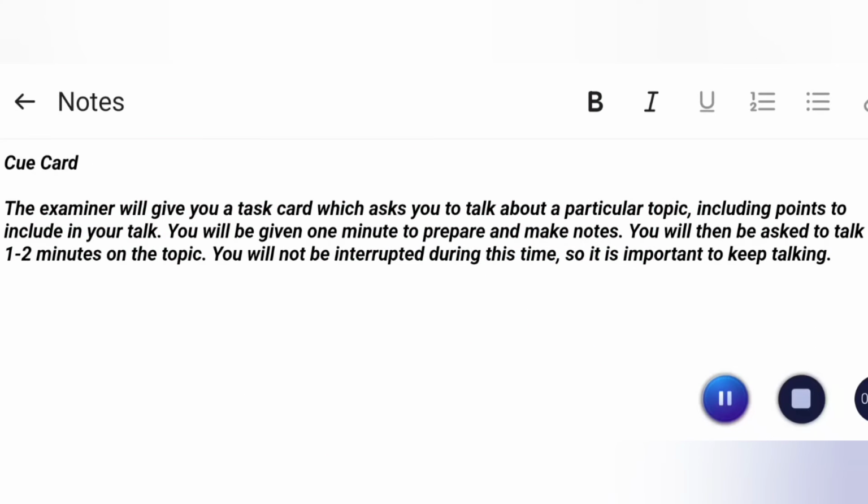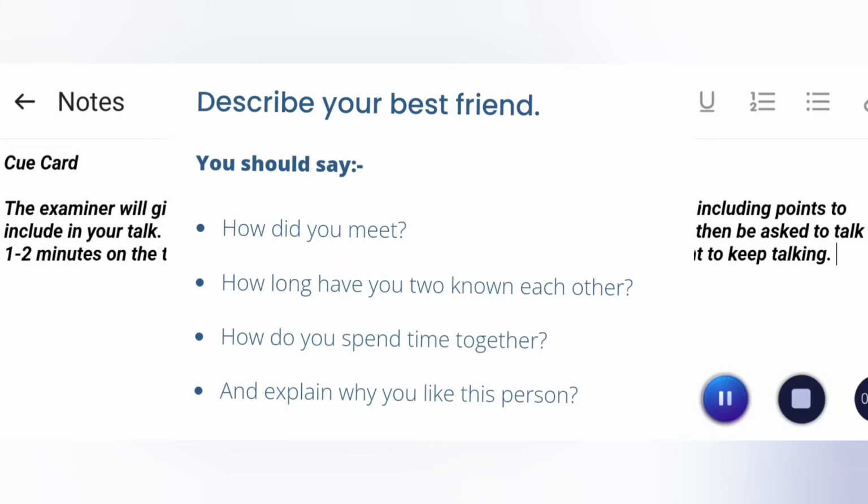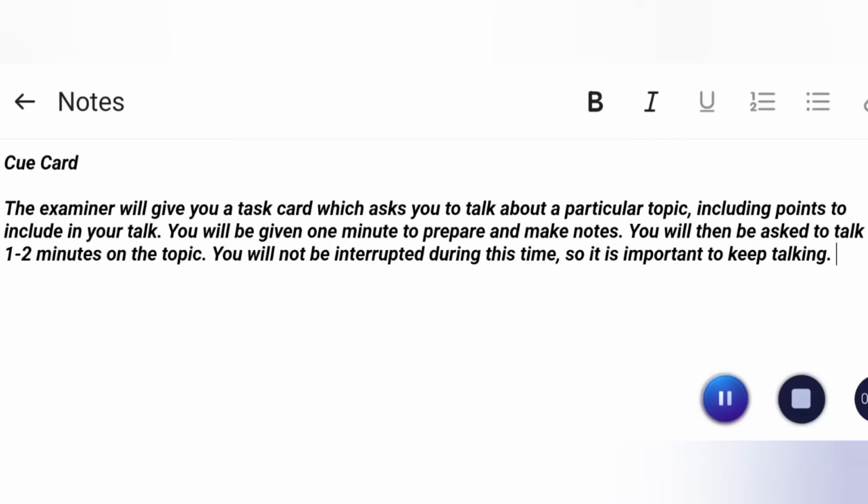Now, if you want, I can give you an example of a cue card over here. For example, you can get a question about your best friend, like the one you can see on the screen right now. This is the kind of cue card that the examiner is going to give you, and then he's going to give you a 1 to 2 minute window in which you have to prepare your answer. When the examiner asks you to say the answer, then you can.